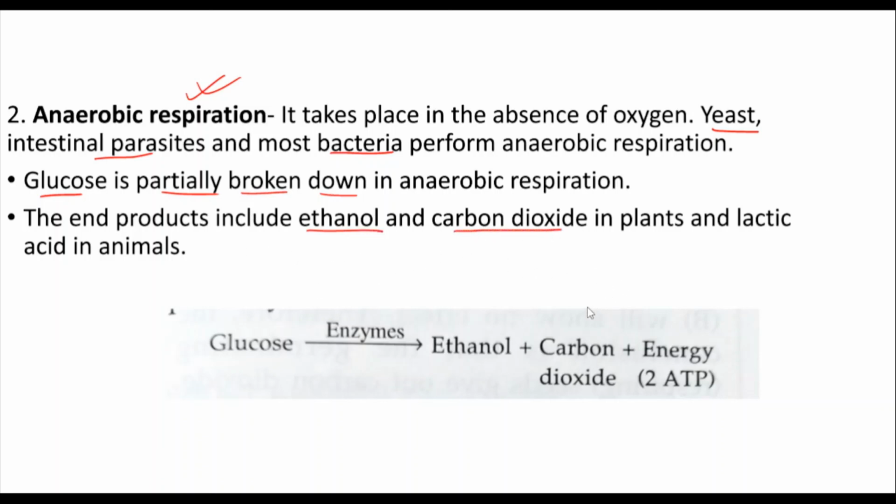ATP of energy will be produced. So let us understand with this equation. Now glucose undergoes respiration. What type of respiration? Anaerobic respiration, in presence of certain respiratory enzymes, to give what? To give ethanol, formula C2H5OH.